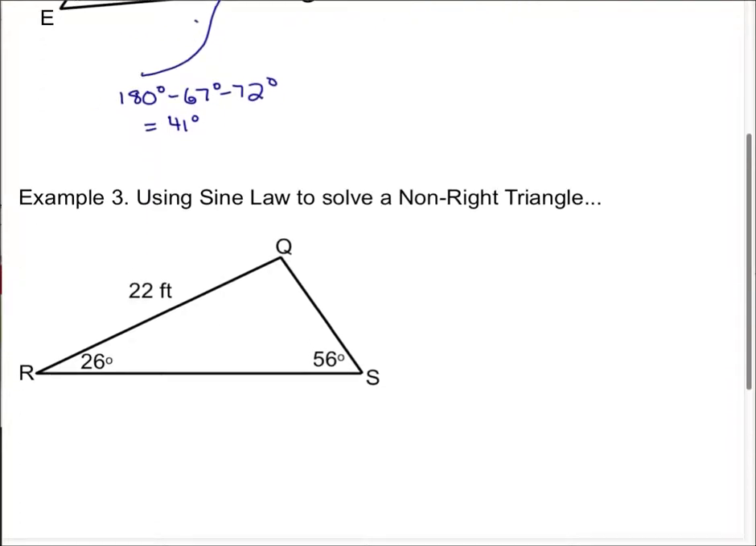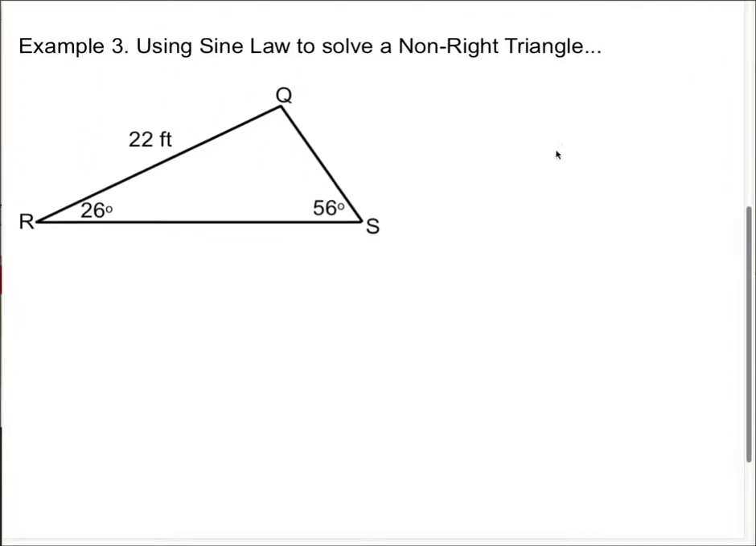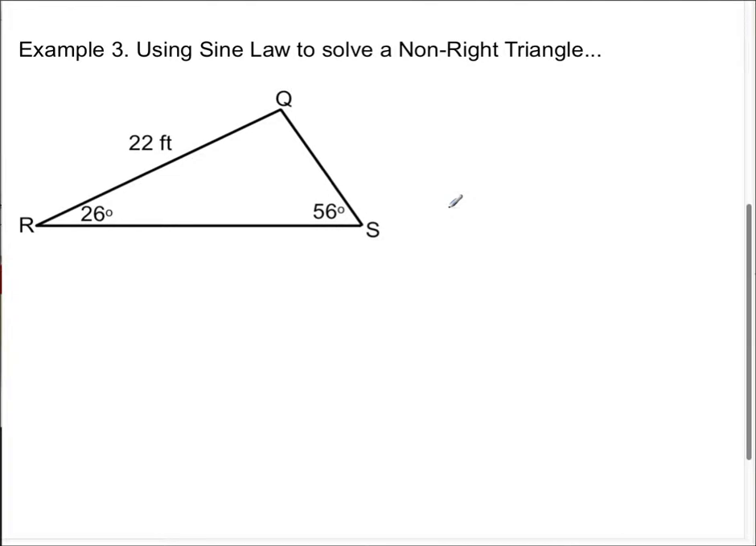Now what's the next one say? It says using sine law to solve a non-right triangle. So if I solve it, it means I find everything out about it.